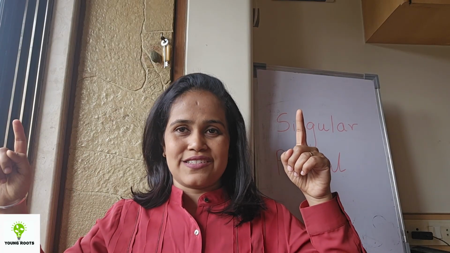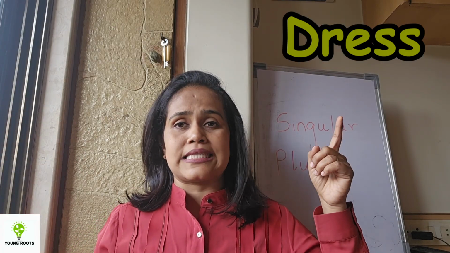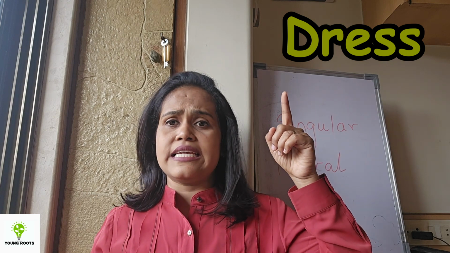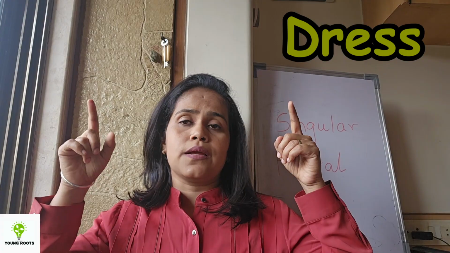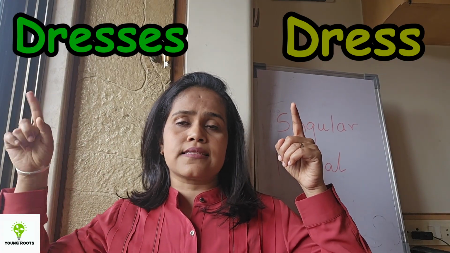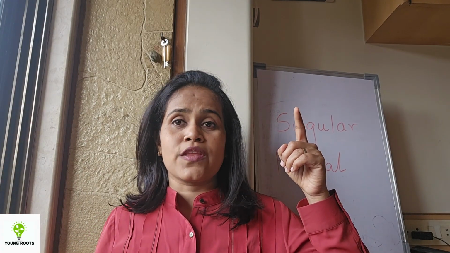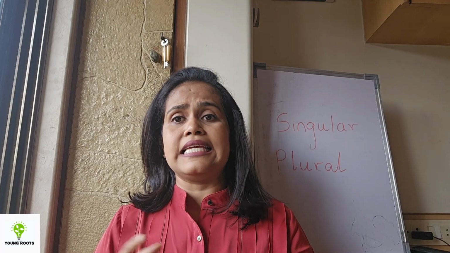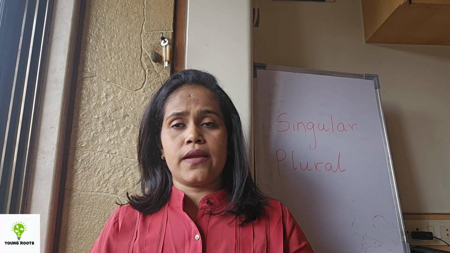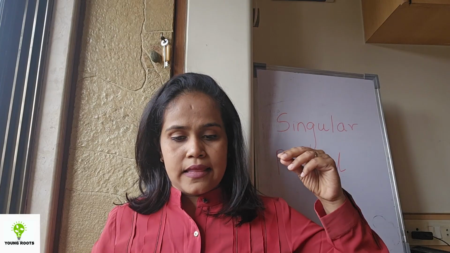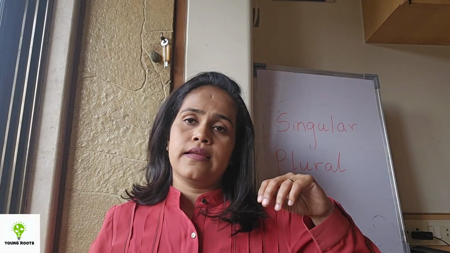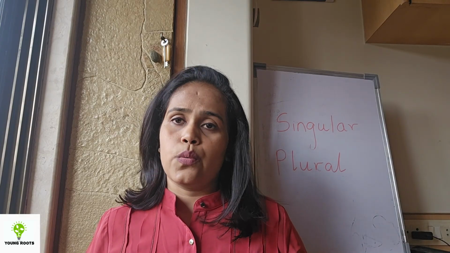Boxes. Understood? Next one. Dress. D-R-E-S-S. It's ending with double S. Okay, how do you make it plural? By adding an ES at the end. Okay, so this is the way where you add ES at the end. Okay, when the words are ending with CH, SH, SS, S, X. Okay, in that case you will add an ES at the end of the word.